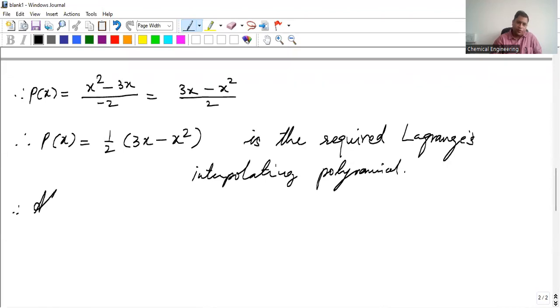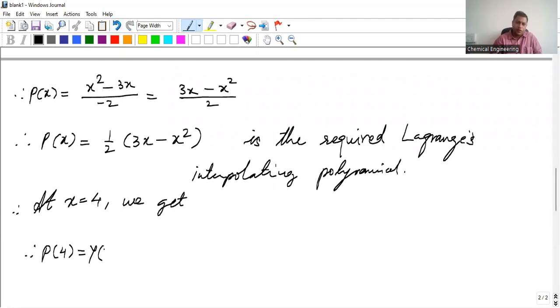And hence what we can say is at x is equal to 4, we get, okay, so what we are able to get is p of 4 is equal to, or this is equal to y at 4.